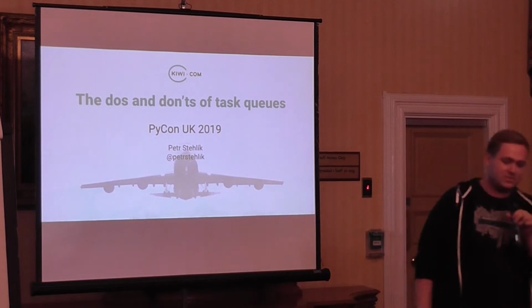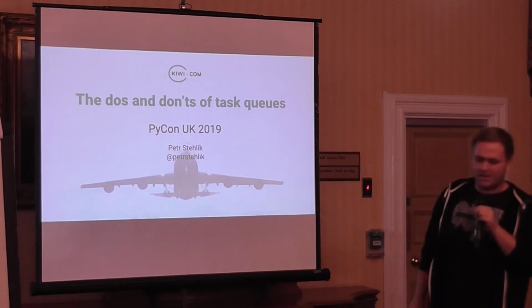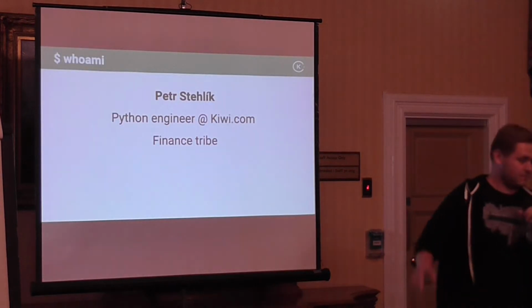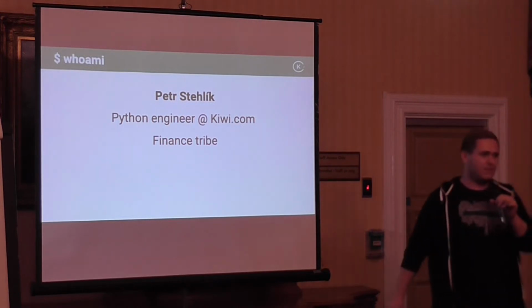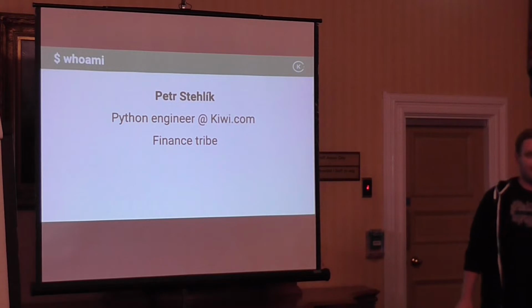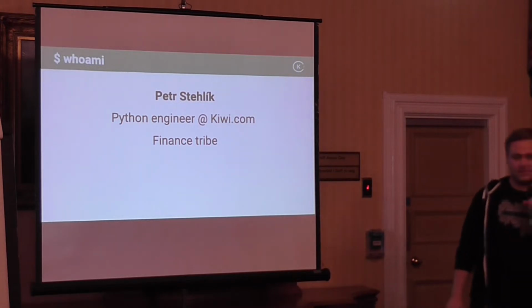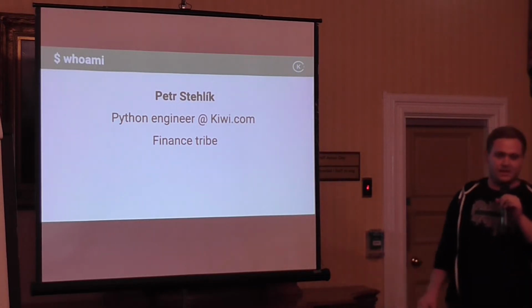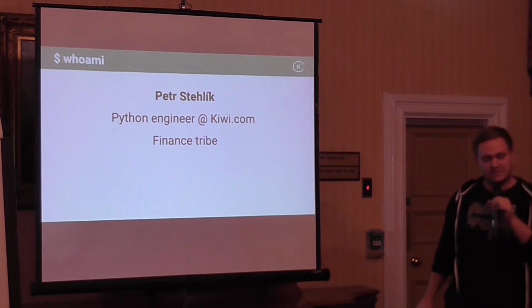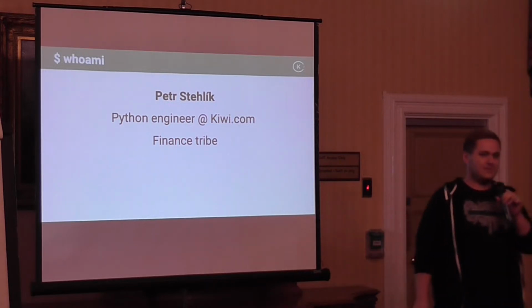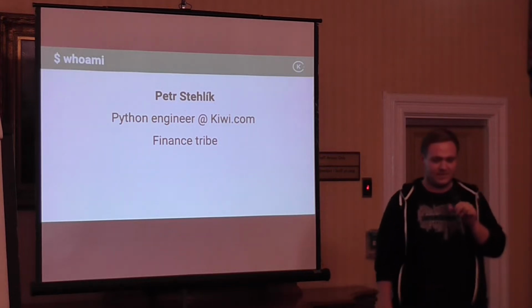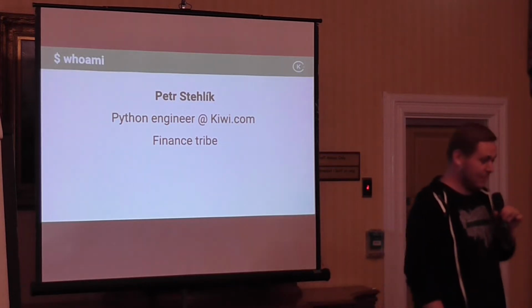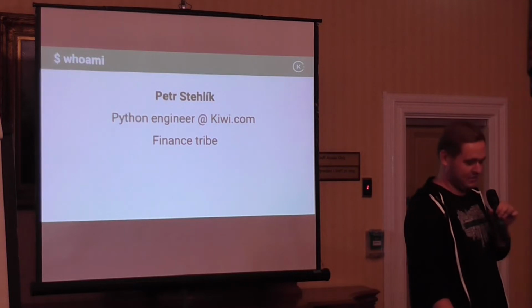Okay, so: do's and don'ts of the task queue. First, who am I? I'm a Python engineer at Kiwi.com. We are doing basically airline ticketing and virtual interlining, if you haven't heard of us. And I'm specifically in the finance tech tribe, basically meaning that I'm the one who takes the money from your account. And you can blame me for it, if it's too much, or multiple times actually.